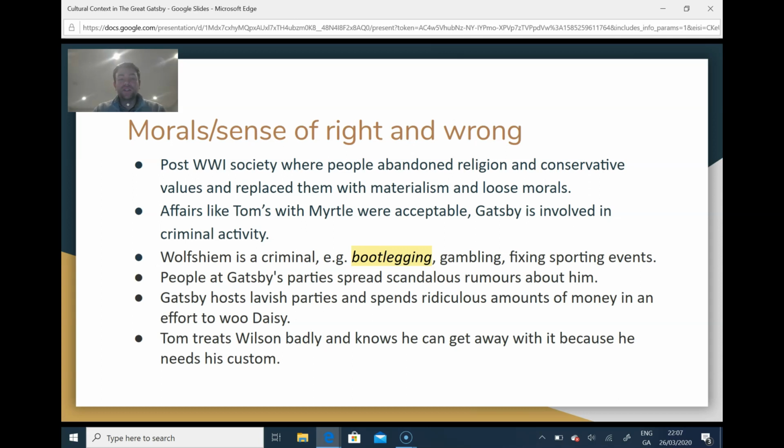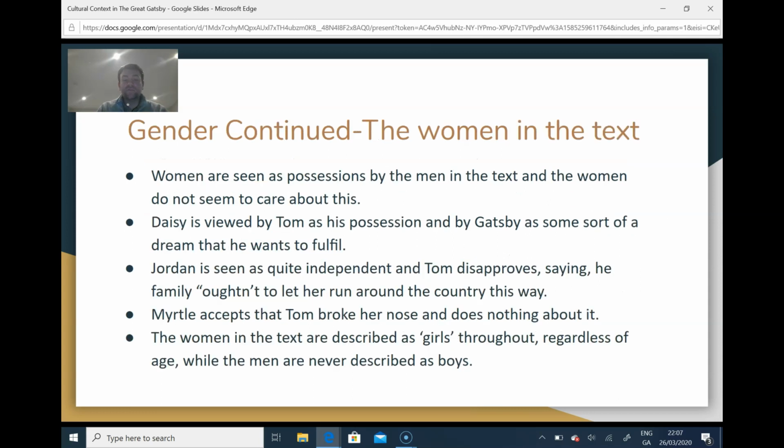Okay, a continuation here you'll see next of the gender. Okay, women are seen as possessions by the men in the text, and the women do not seem to care about this. In fact, they seem to play along, and Daisy recognises this, that if she plays the fool, if she carries on, that she'll be looked after. Okay, so you'll see something similar in A Doll's House when we look at that later in the week in videos. Okay, she plays along.